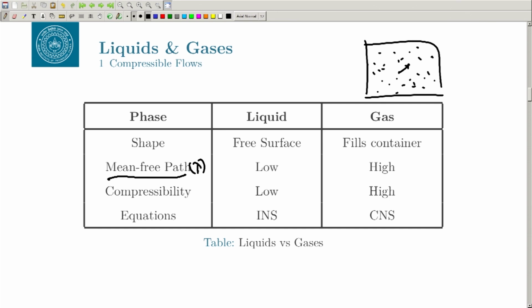The compressibility for the same reason, and we will go through the formal definition of the compressibility in a few slides. So, in the case of liquid, the compressibility is very low, it is of the order of 10 to the power minus 10. What it means is that if you press it, the amount of volume that changes due to the pressure is much lower in the case of liquid than the gas. In the gas, the order of the compressibility is 10 to the power minus 5.